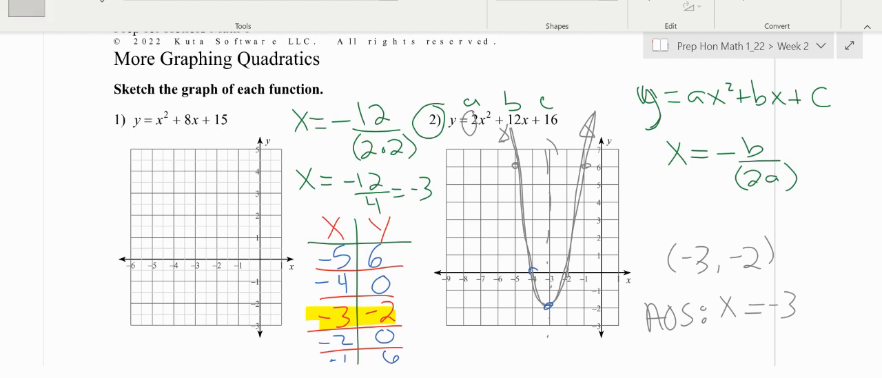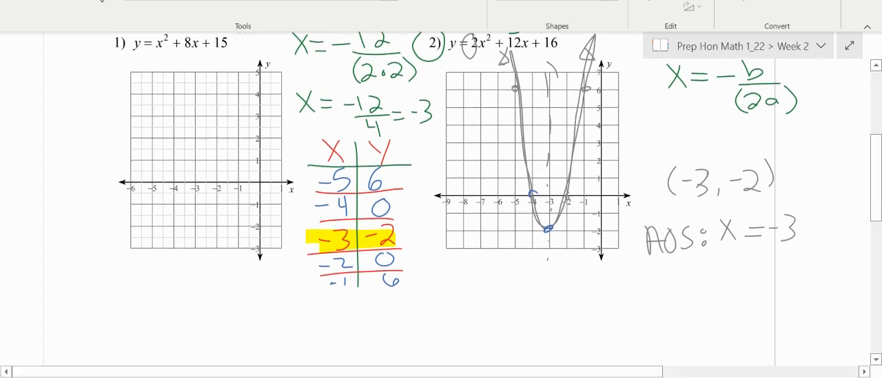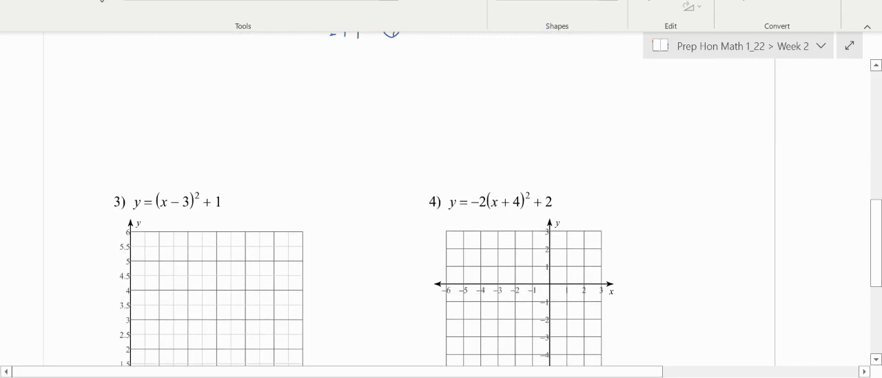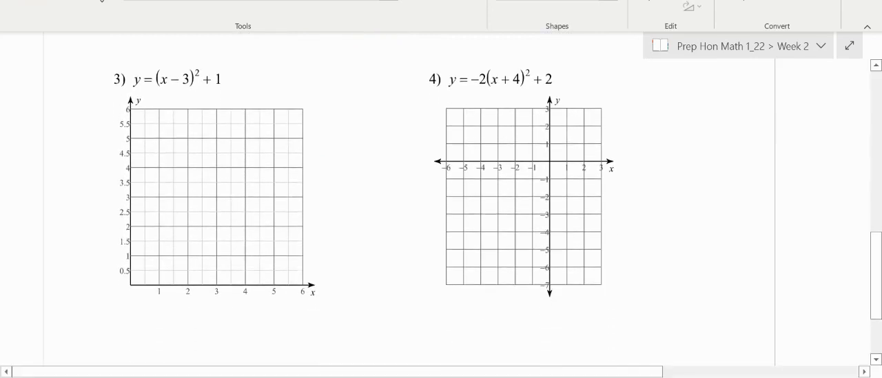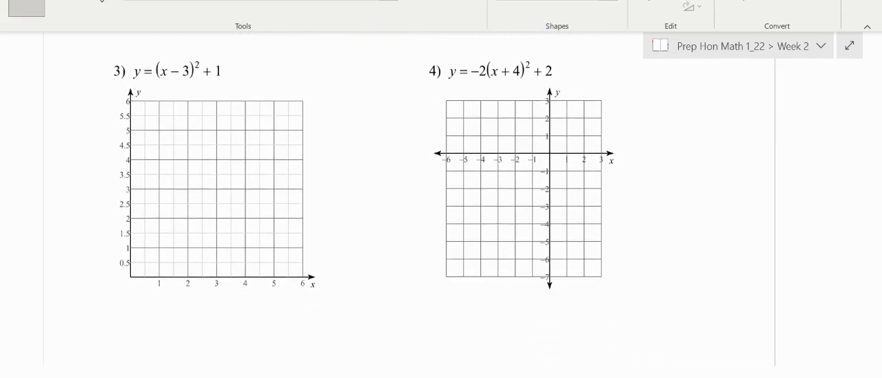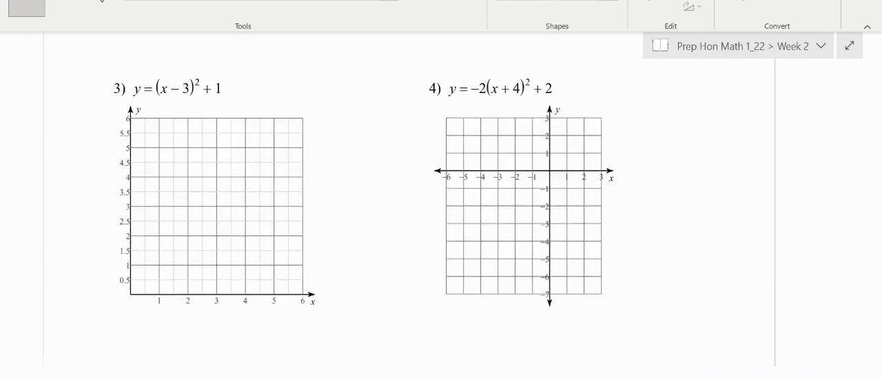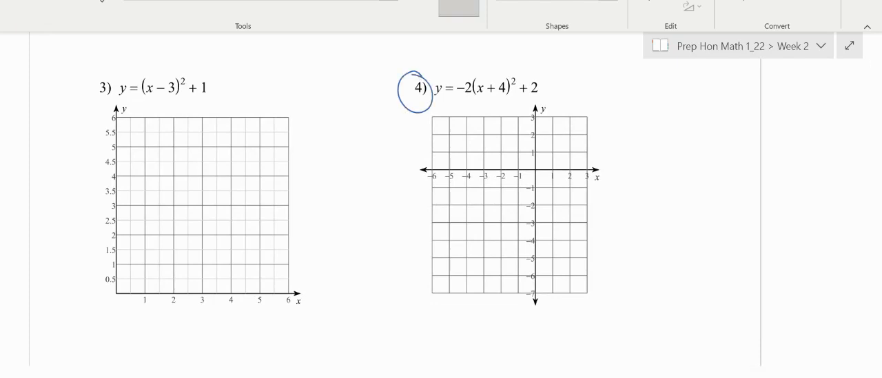The next one we're going to look at, again, number 1 is there if you want to try it side by side, but you don't have to. I'm actually going to jump to question number 4. And question number 4, you can see, is not in standard form. This is one that's in vertex form.